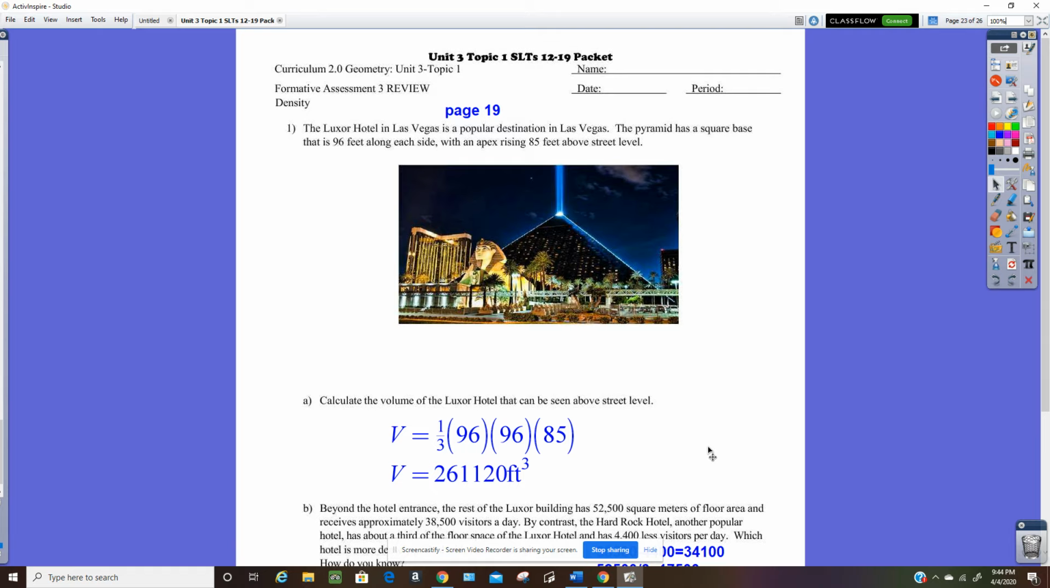Let me say that again, 261,120 cubic feet.